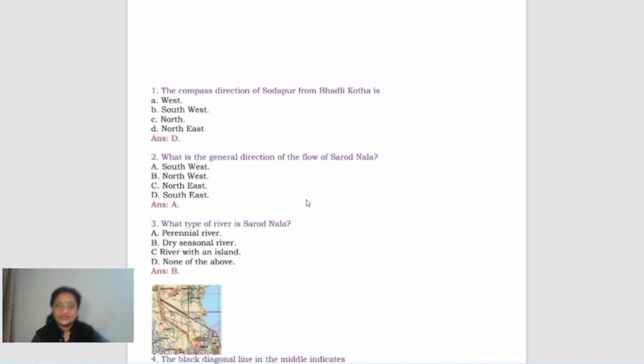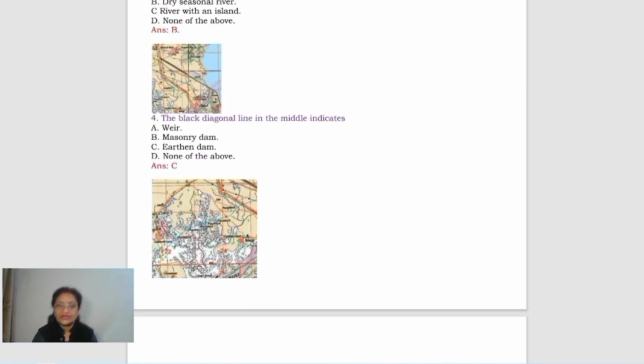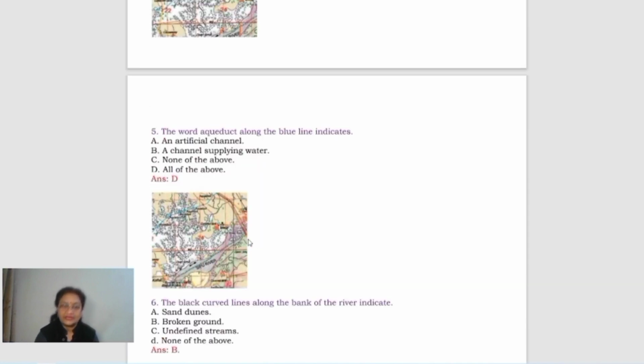Now see the options which are given. What is the general direction? Southwest, northwest, northeast and southeast. It is southwest, towards south and west corner it's going, right? What type of river is Sarod Nala? It's a dry seasonal river. Black diagonal line in the middle indicates the earthen dam. Word aqueduct along the blue line indicates aqueduct is there, no? These are the aqueducts. Several aqueducts you will find here. So this indicates what? This indicates all of the above. An artificial channel, a channel supplying water, all these are taken as a part of it.